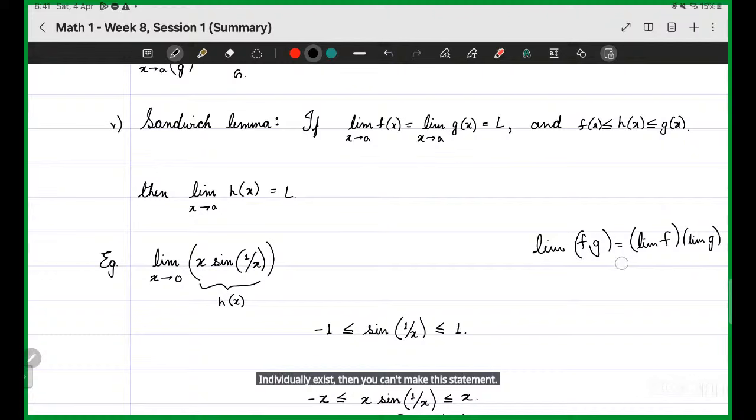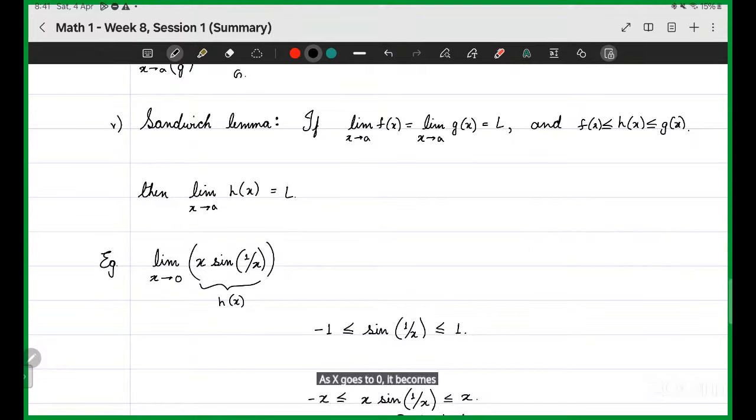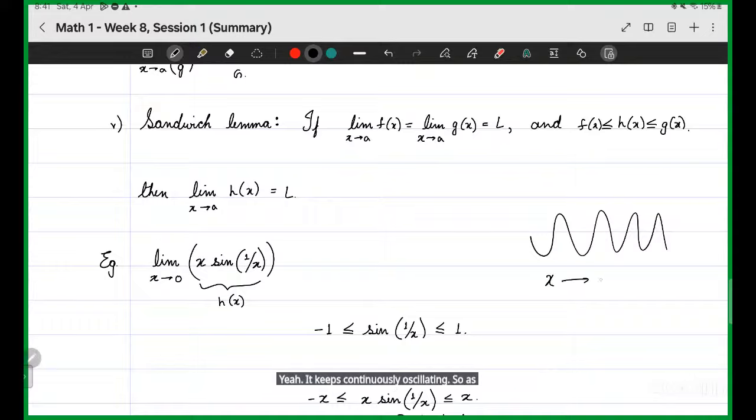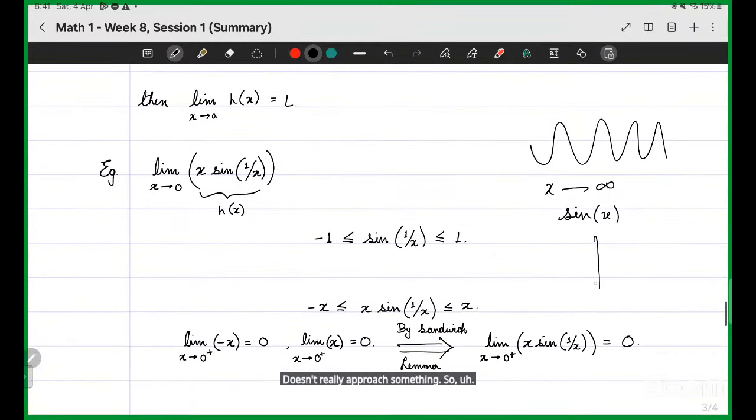Got it. So sine 1 by x does not exist because as x goes to 0, the denominator goes to 0. It keeps continuously oscillating. So as x goes to infinity, sine x doesn't really approach something. Contrast this with e to the x or e to the minus x. If you have e to the minus x, it is something we can calculate.